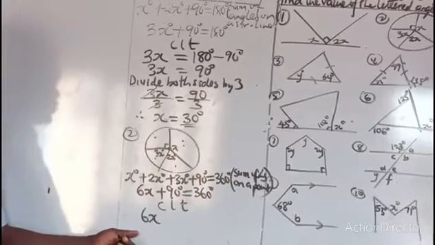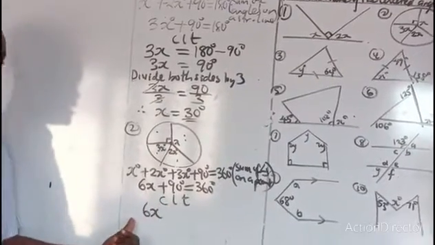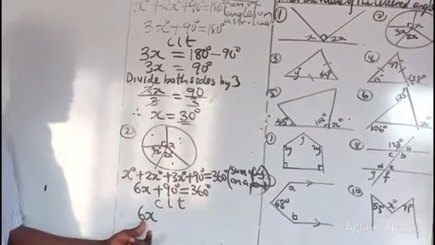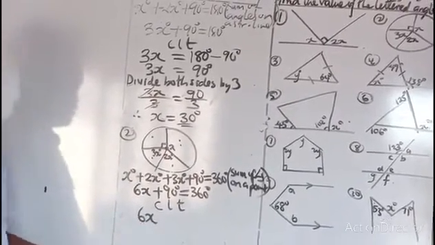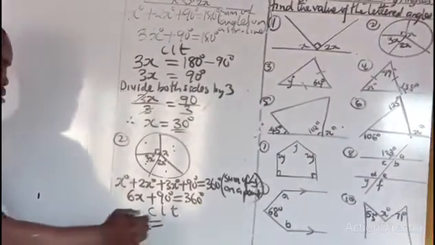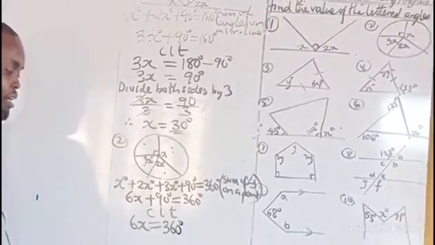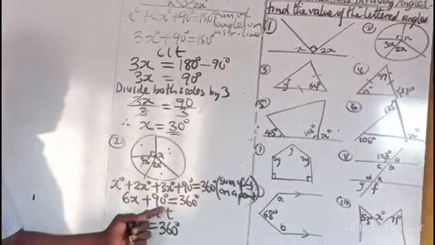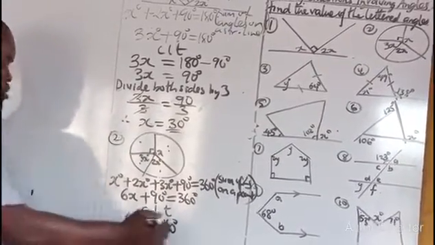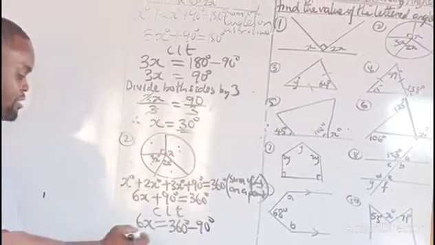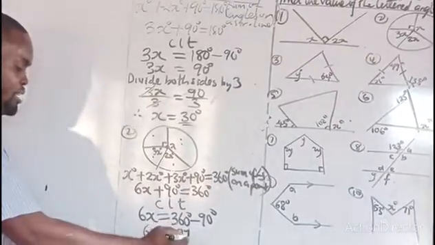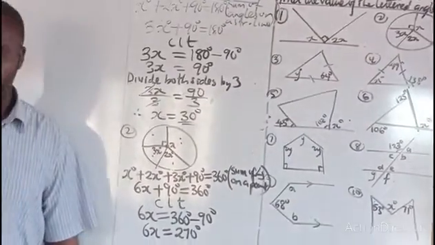When we say collect like terms, what does that mean? We are writing the ones that have the variable on one side, and the ones without the variable on the other side. So we have 6x. Is there any like 6x? None. Now on the other side, what is there? 360 degrees. I say 360 degrees minus 90 degrees, because 90 degrees is on the left-hand side. Going to the other side, the plus becomes minus. So we have minus 90 degrees. So that 6x equals 360 minus 90, we get 270.